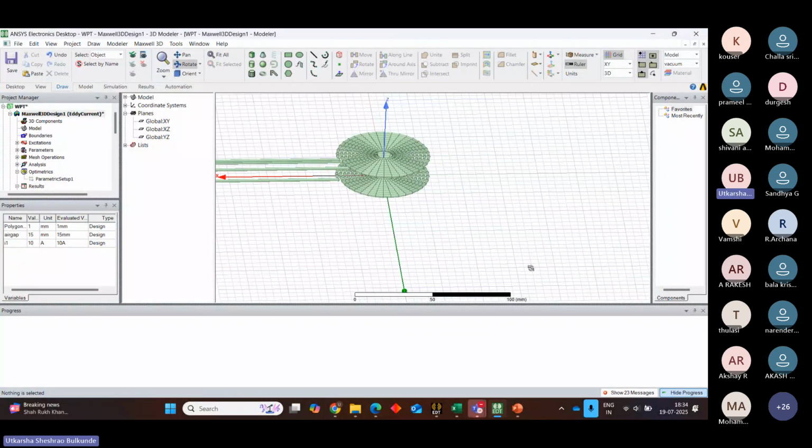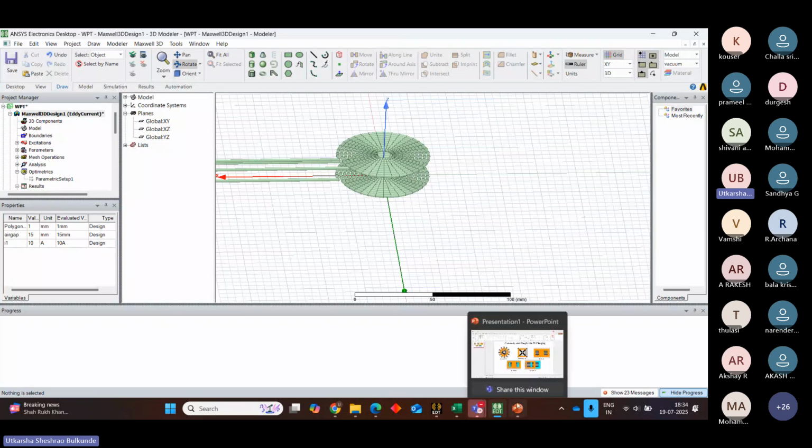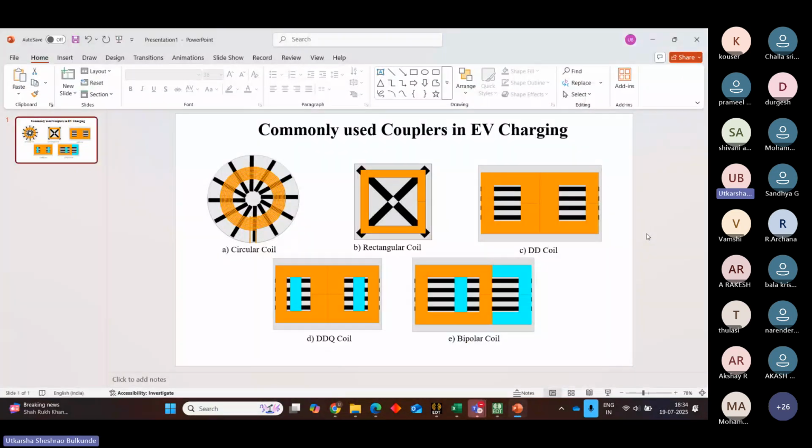And again, even for circular, the spiral structure is available. But for wireless charging of electric vehicles, these types of coil are widely used. So this is the commonly used coupler coil. First is circular, which we simulated.